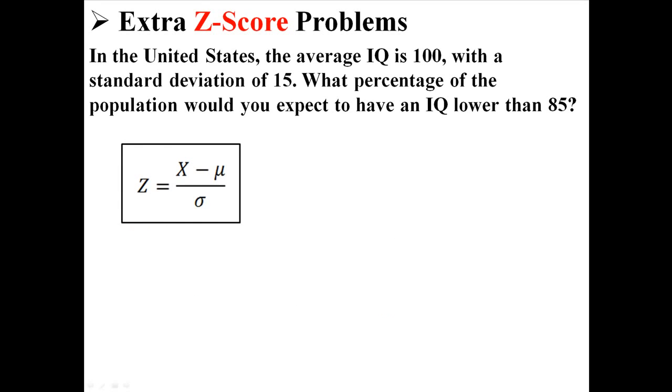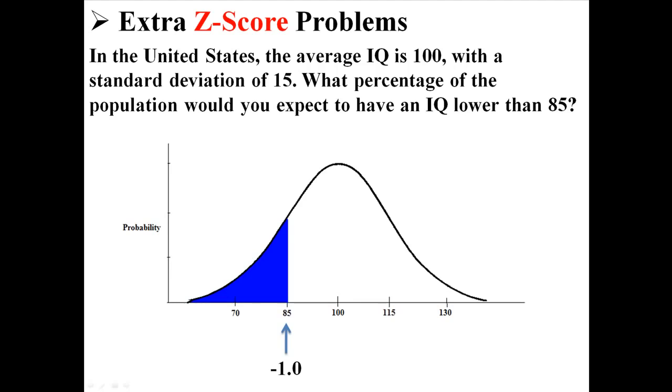So our first step is to calculate a z-score like this, where 85 is our x, 100 is our mu, which is our population mean, and 15 is our population standard deviation. When I plug those things into the equation, I get a z-score of -1. Basically what that means is that the score of 85 is 1 standard deviation below the mean. So I'm going to mark that right there. The score of 85 is associated with the z-score of -1.